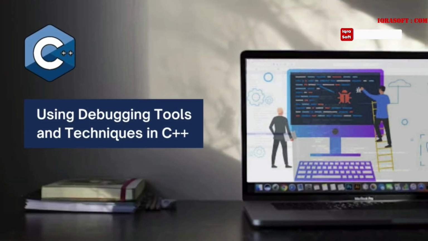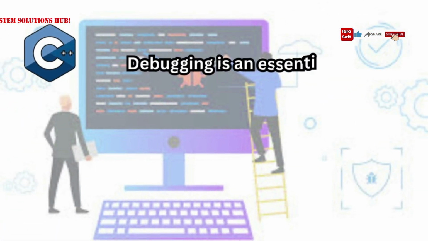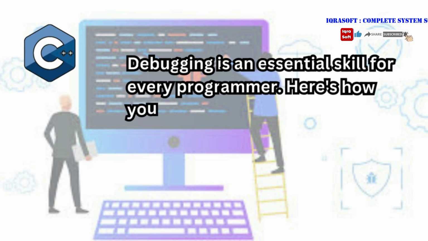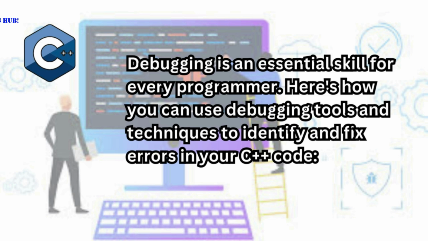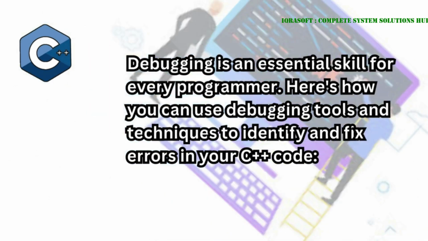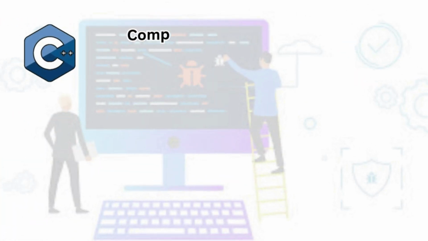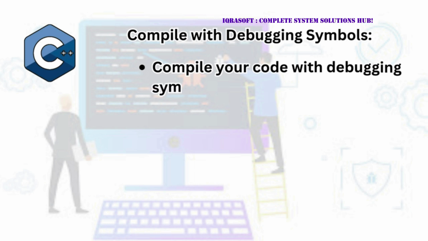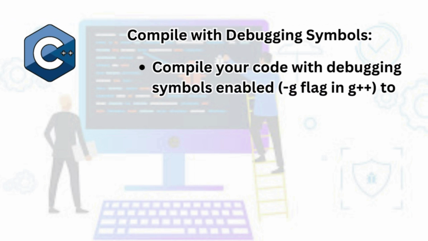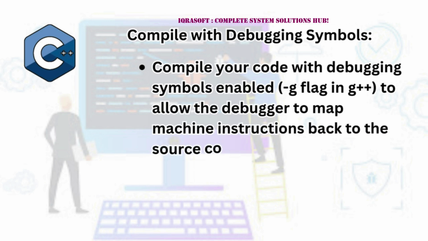Using debugging tools and techniques in C++. Debugging is an essential skill for every programmer. Here's how you can use debugging tools and techniques to identify and fix errors in your C++ code. 1. Use a debugger, GDB. Compile with debugging symbols. Compile your code with debugging symbols enabled, the -g flag in G++, to allow the debugger to map machine instructions back to the source code.